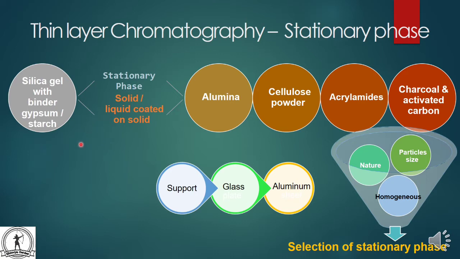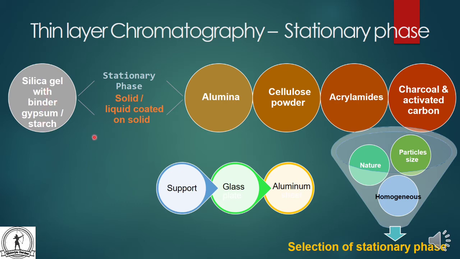Let's see what types of material we are using for various experiments. First, silica gel with binder gypsum or starch, which is a liquid coated on solid type of material. Here silica gel G, capital G, is written on the bottle, and capital G stands for gypsum. When we do an experiment with this, see the bottle first, and nowadays starch is also used with silica. As we know, silica acts as a binder, like a cement, to bind with gypsum or starch.